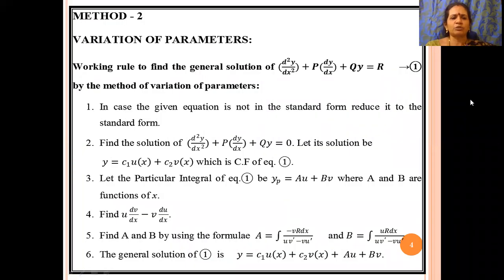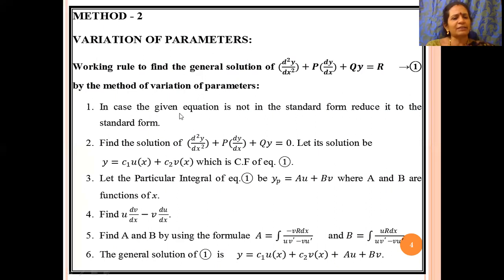Now coming to method 2, variation of parameters. In this lesson, we are going to discuss the variation of parameters. What is the working rule? Working rule to find the general solution of d square y by dx square plus p into dy by dx plus qy is equal to r, let this equation be 1, by the method of variation of parameters. In case the given equation is not in the standard form, reduce it into the standard form. That is the first step. These are the steps to solve the differential equation by using variation of parameters.